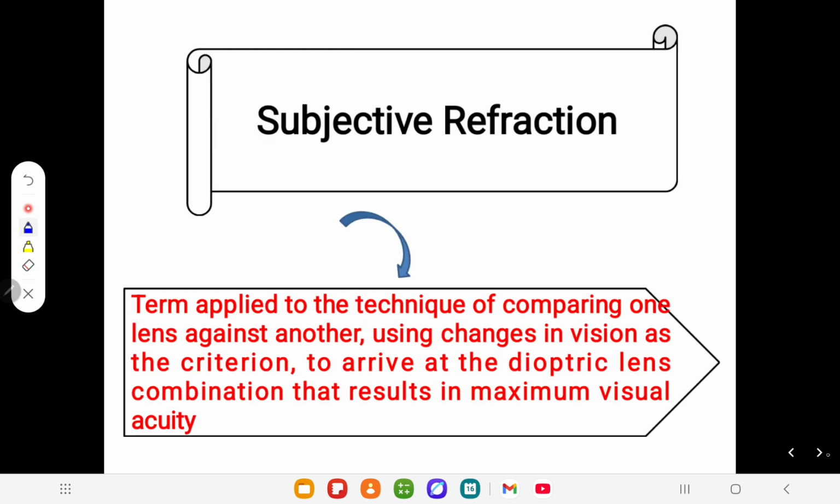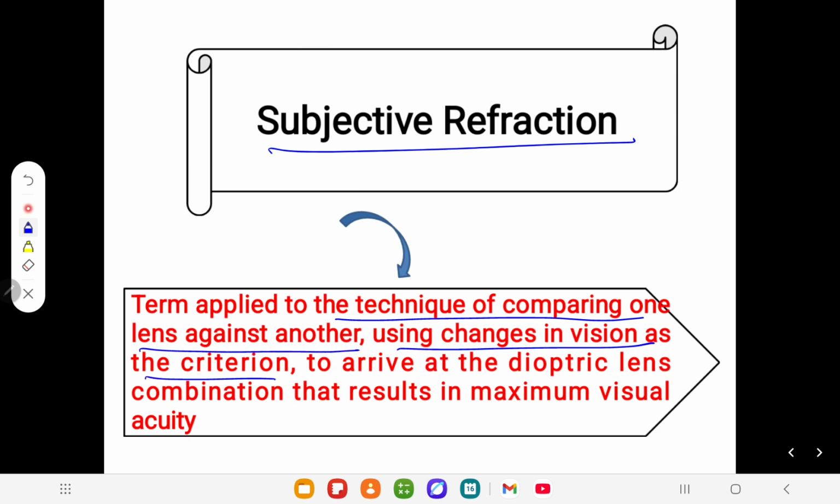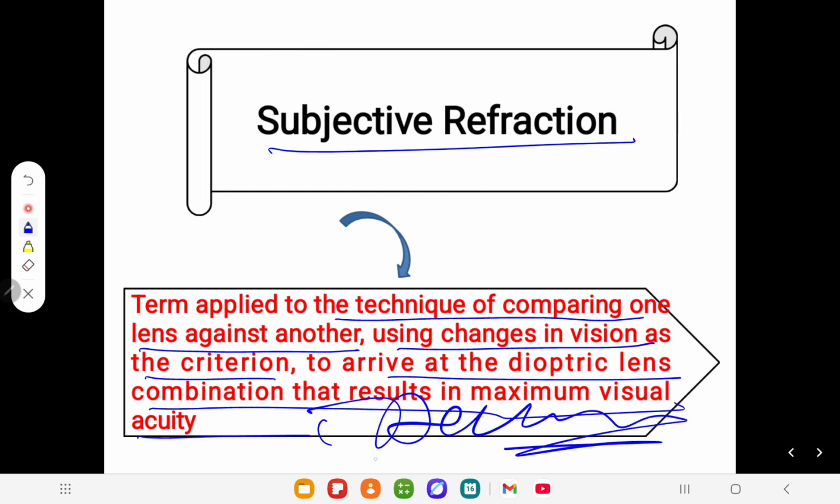So let's discuss. Basically, subjective refraction is the term applied to the technique of comparing one lens against another, using changing vision criteria, and arriving at the dioptric lens combination that results in maximum visual acuity with accommodation at maximum possible rest. We know that. That's the subjective refraction. We have already discussed it.